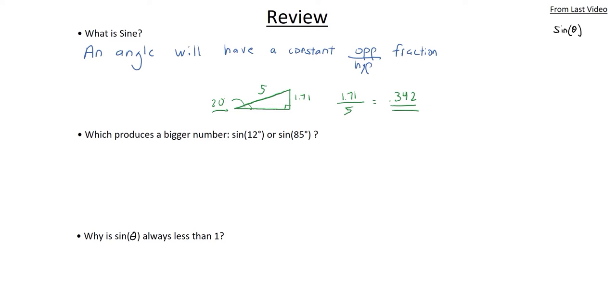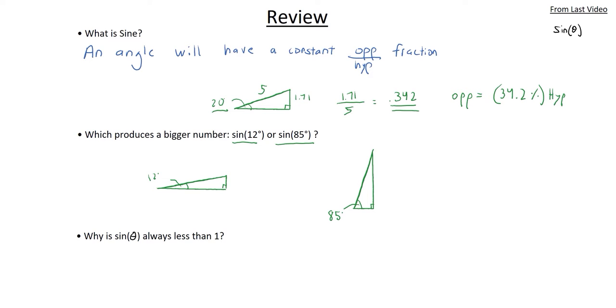Another way of saying that is that the opposite will always equal 34.2% of the hypotenuse, because that's how you can interpret fractions as percentages. So that's really the essence of what sine is. Now for number 2. Which will produce a bigger number, sine of 12 or sine of 85?